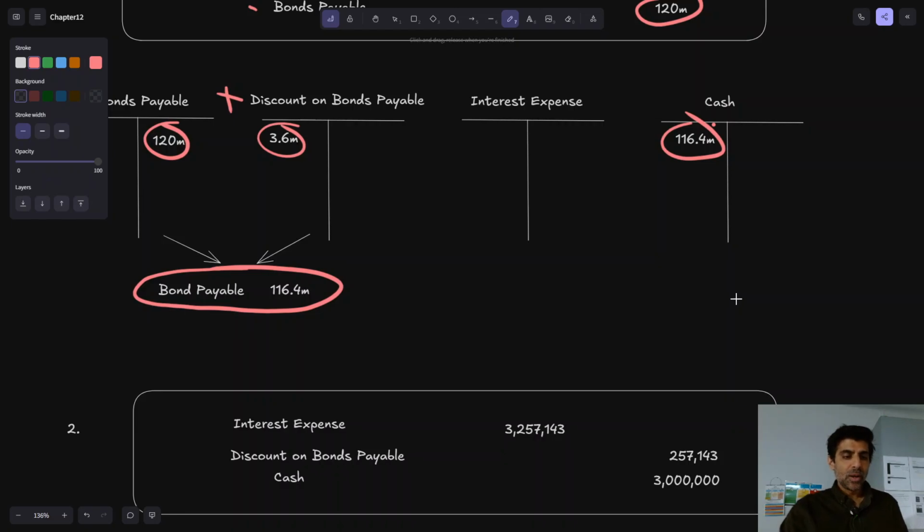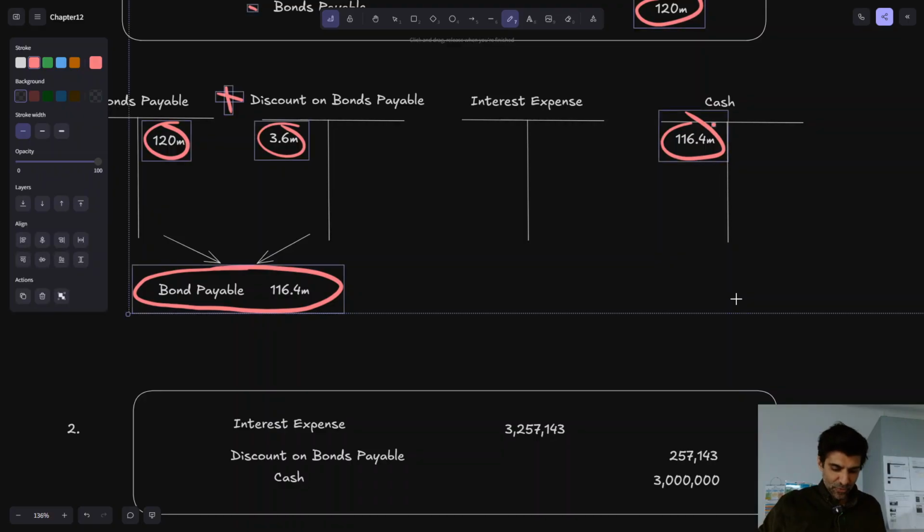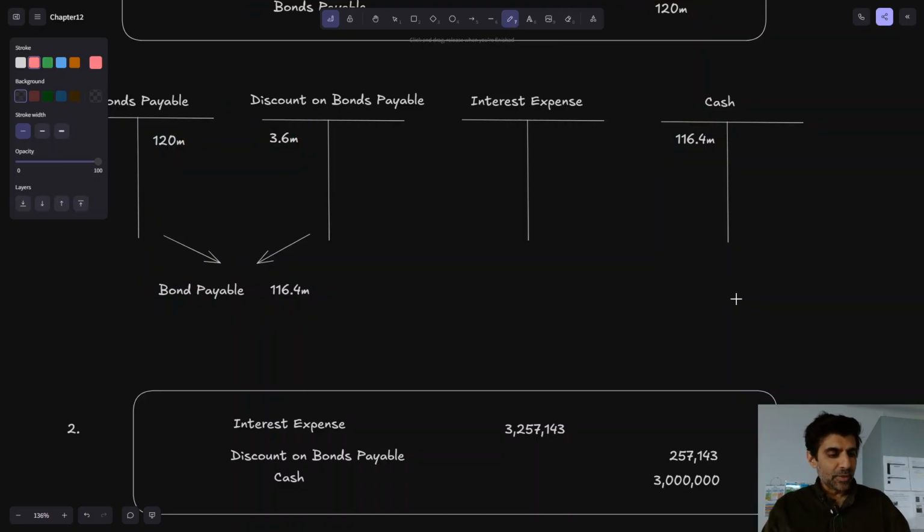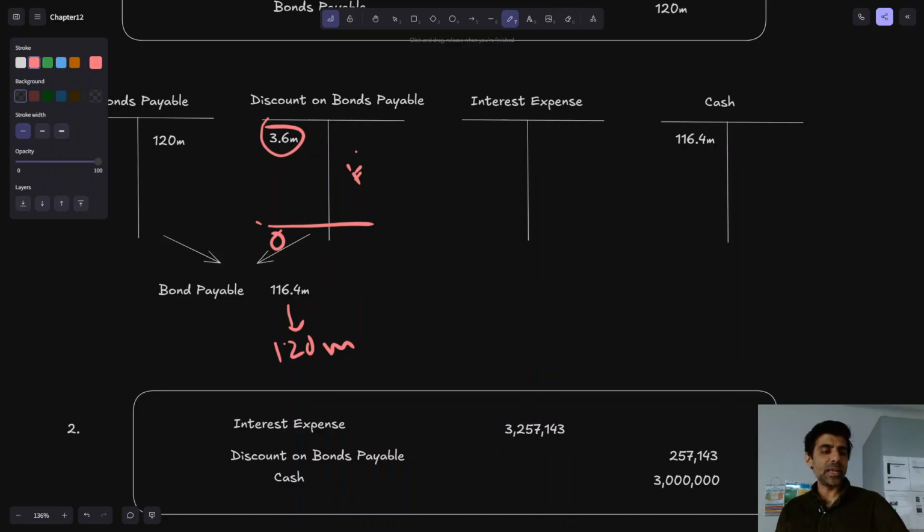So we basically have to figure out, because eventually this discount is going to get eaten up over time, because at the end of the life of the bond, this is going to converge to 120 million. Because that's how much the liability is eventually going to have to equal, how much we're actually going to pay off, right? So this discount is going to get eaten up, and it's eventually going to go to zero.